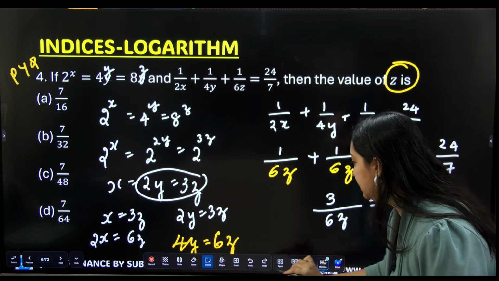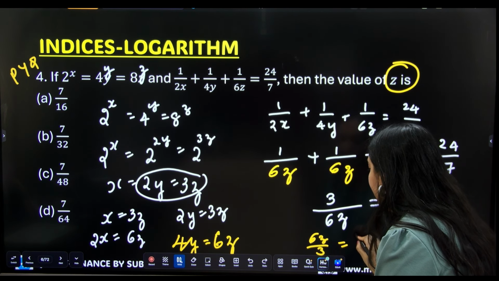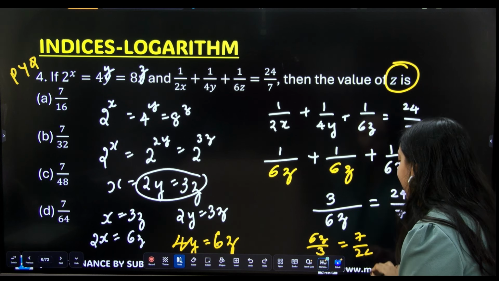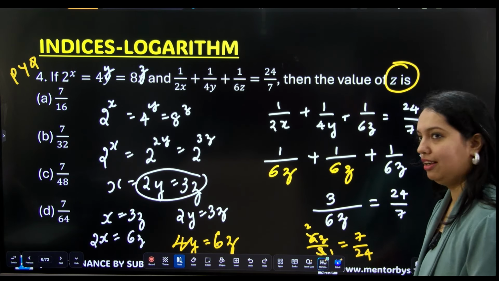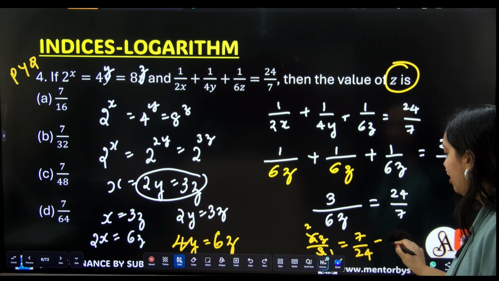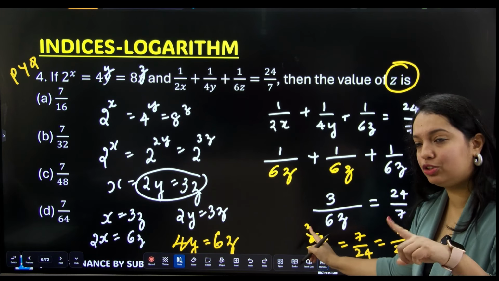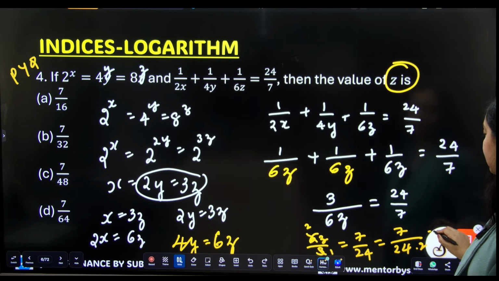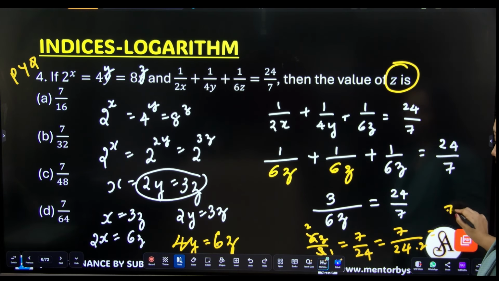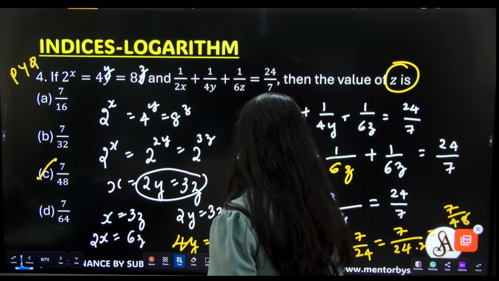Reciprocal will be 6z divided by 3 is equal to 7 divided by 24. Cancel now, 3 ones are 3, 3 twos are 6. Take this 2 to the right hand side. You will get 7 divided by 24, and 2 going to the right hand side will become divided by 2. So your final answer will be 7 divided by 48, which is option C. Next.